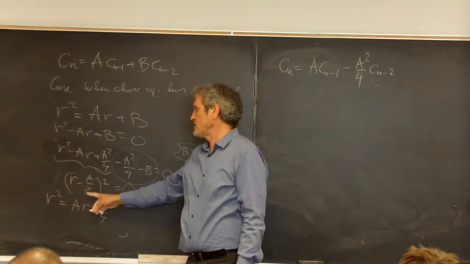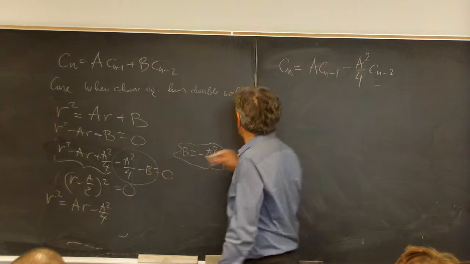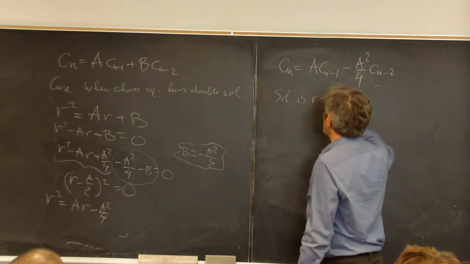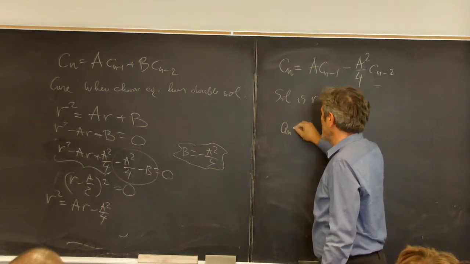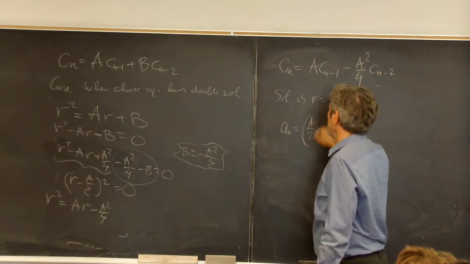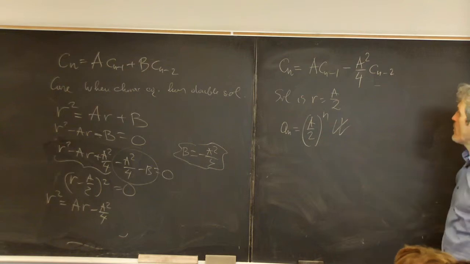R equals what? No, if you complete the square, what's the solution? R equals A over 2. The solution is R equals A over 2, and we know that if I have a_n equals a half to the n, then that checks. That's what we know from before. If I plug it in, you will see that easily.